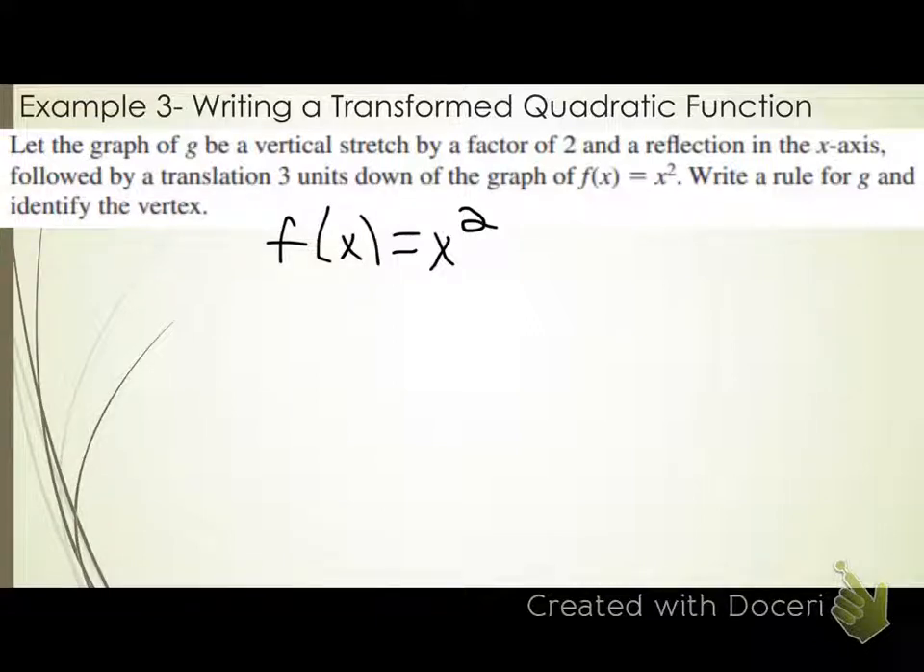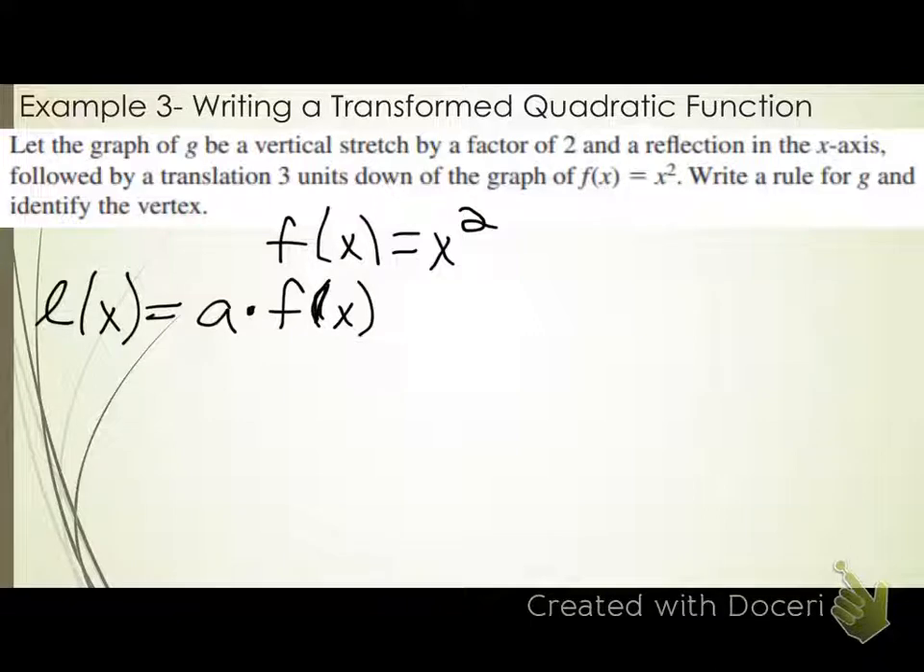My first transformation is a vertical stretch by a factor of 2. What's the formula for a vertical stretch? A times f of x. Very good. I'm going to call this function after the vertical stretch L of x, because I want my last one to be G of x. So L of x equals a times f of x, correct?